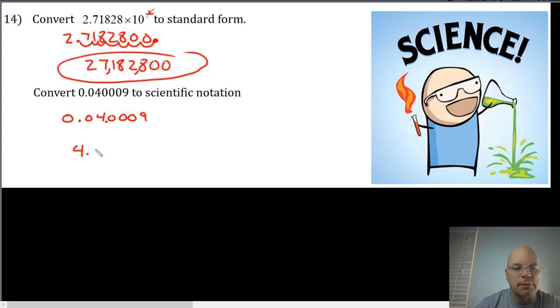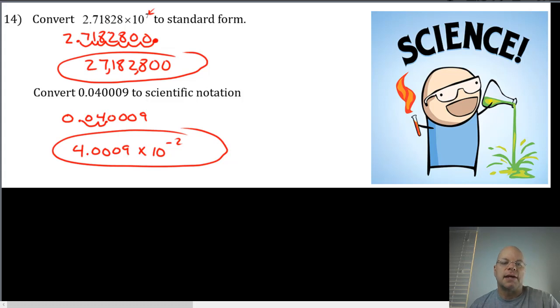So I'm going to write that number down. That's my first factor. And then I'm going to move the decimal back to where it should be. I'm going to move it 2 to the left to get it back to where it should be. So that's like multiplying by 10 to the negative 2nd power. That's like dividing by 10 twice. But dividing by 10 is the same as multiplying by a 10th. And 10 to the negative 1st power is a 10th. So it's like multiplying by a 10th and then multiplying by a 10th again. And since we move the decimal to the left, that is the negative direction. So our number in scientific notation is 4.0009 multiplied by 10 to the negative 2nd power.